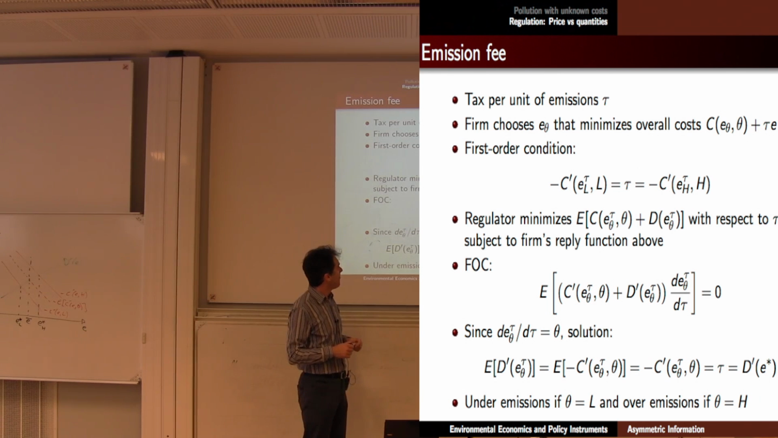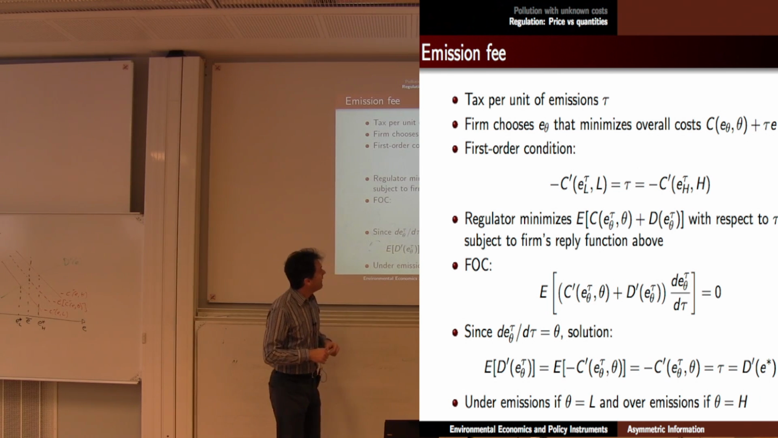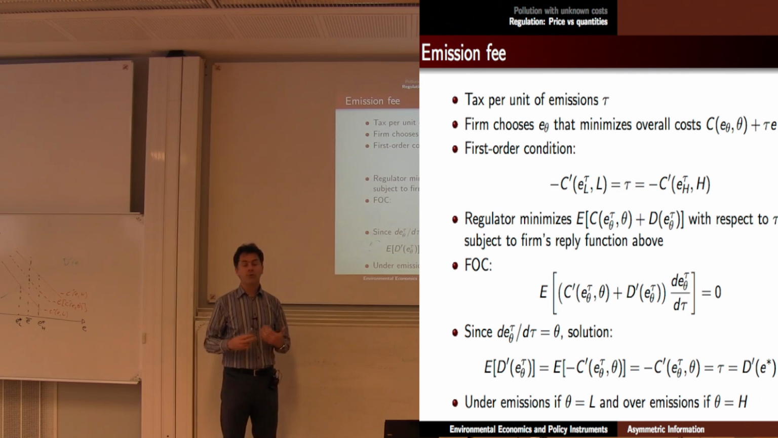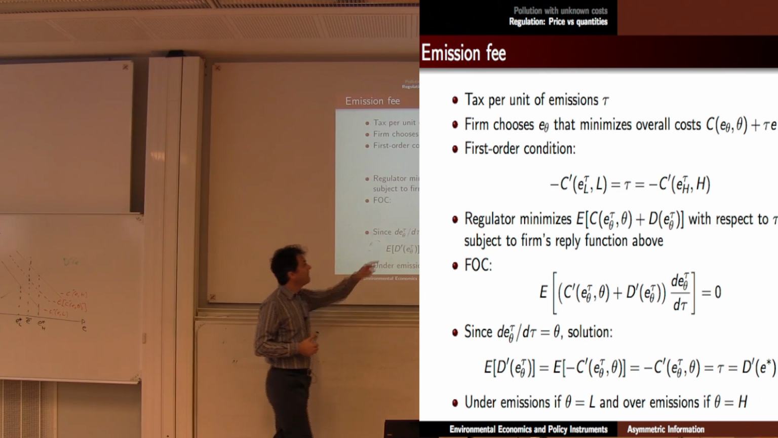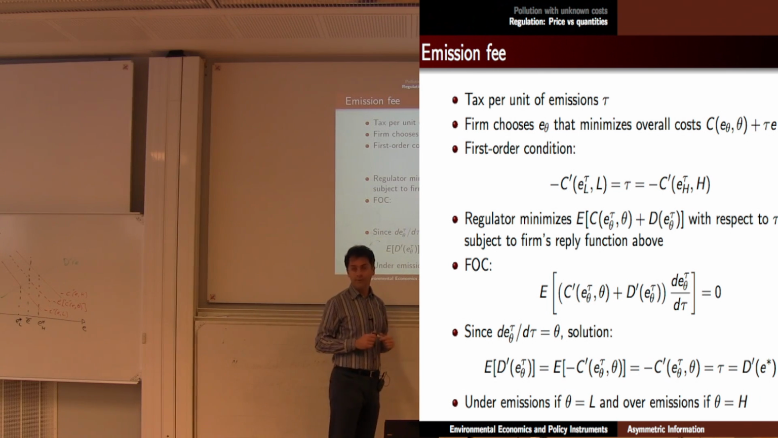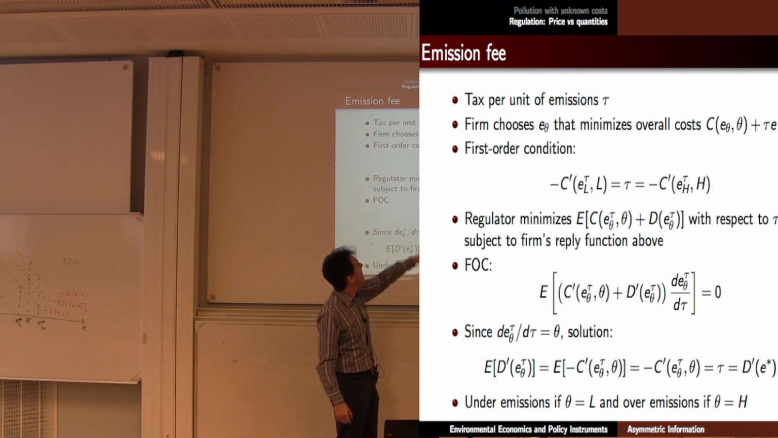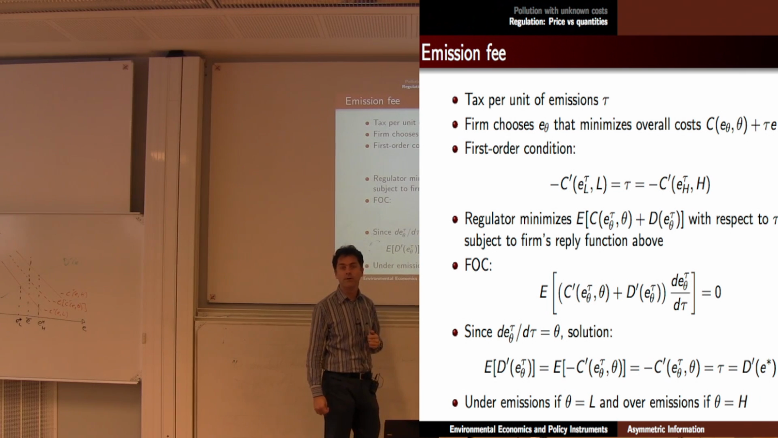Okay. So as a regulator, you are smart enough to take into account this future behavior of the firm. So what you do, you choose a level of tax that minimizes the expected cost of emissions, in expectation regarding the type of the firm, subject to this best reply function of the firm, subject to the fact that the firm will always equalize marginal abatement cost to the tax rate. So you minimize this subject to this first order condition above.